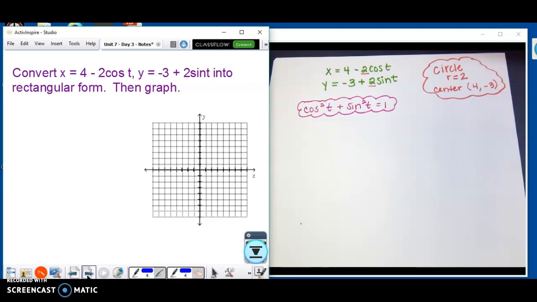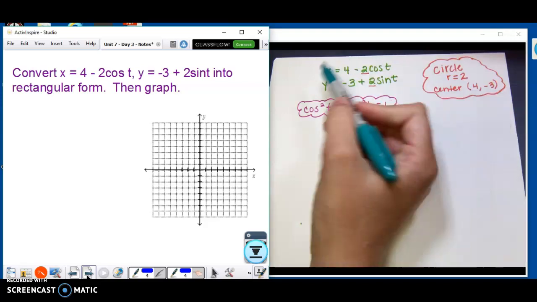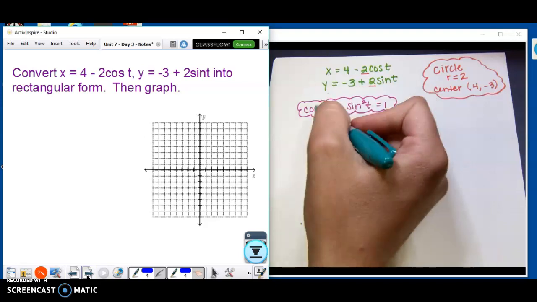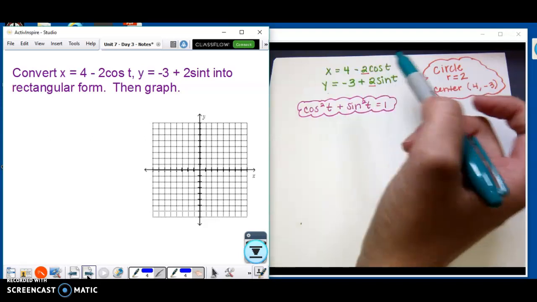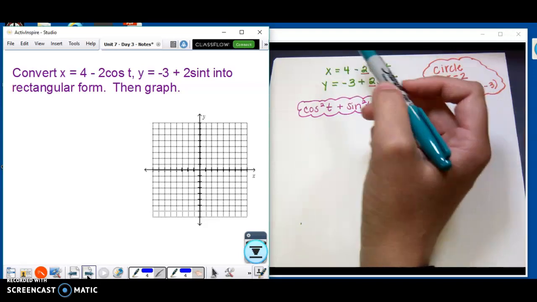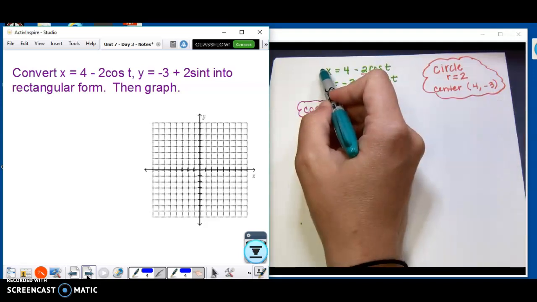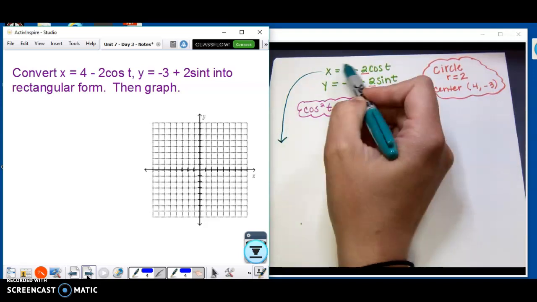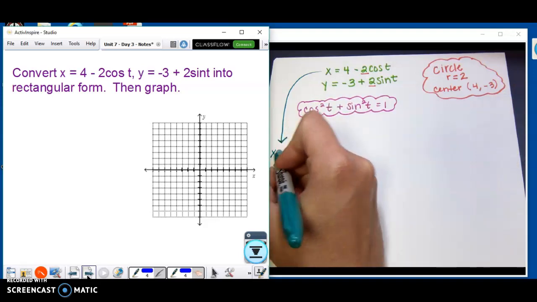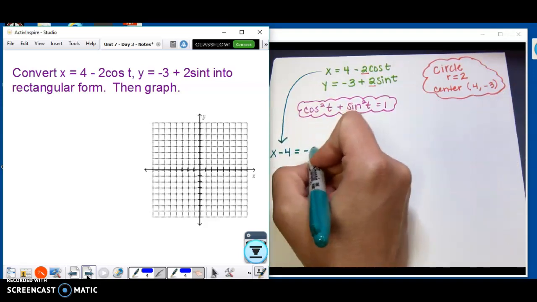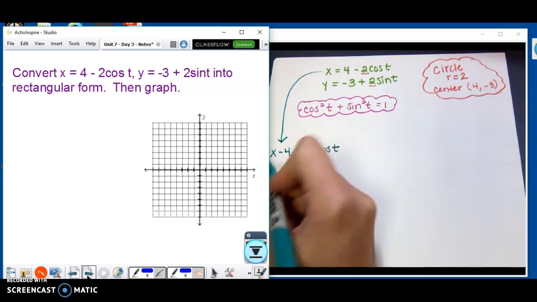You're going to use this for circles when you're going from parametric to rectangular or rectangular to parametric. So before I can plug into this, I need to take my little equations and solve them for cosine and for sine. So if I take this top equation over here and I want to solve it for cosine, I subtract 4, and then you would divide by negative 2.